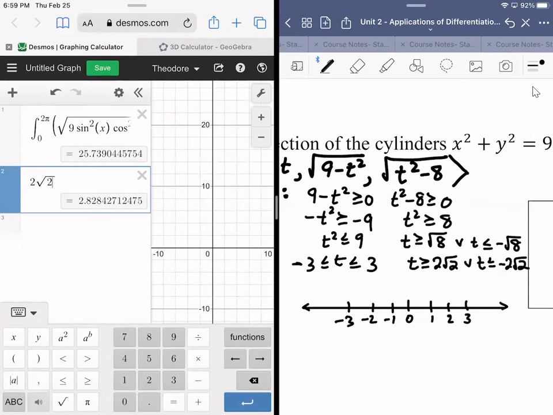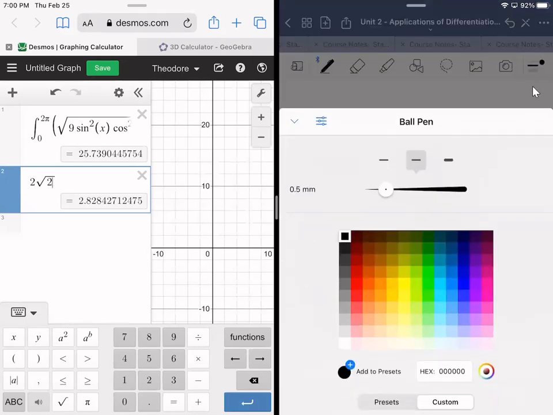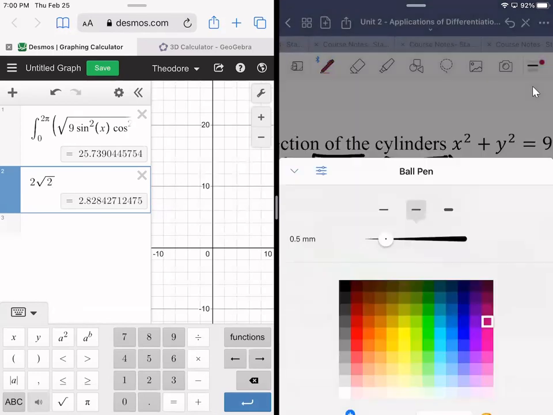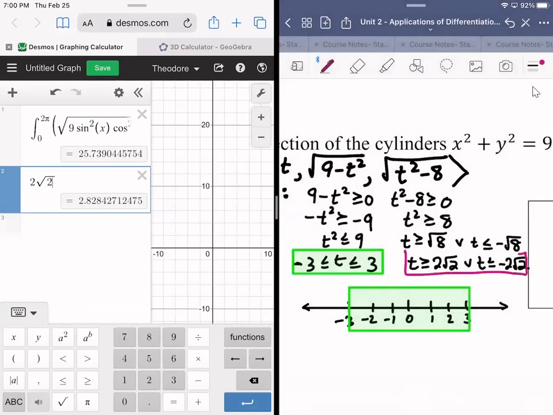I'm living only to begin with because of this piece. But then because of this other piece, which is over here, I'm living beyond the 2.8 and the negative 2.8. So put it like here and about here roughly.